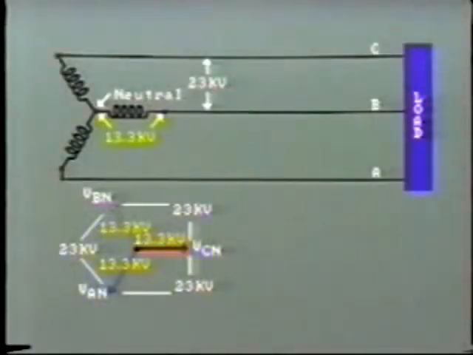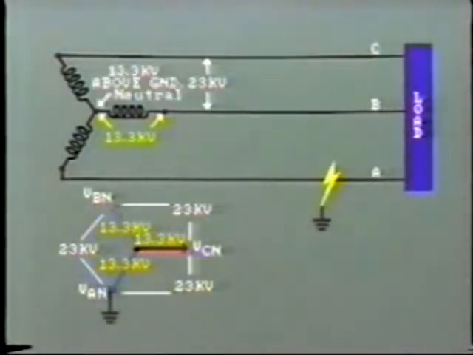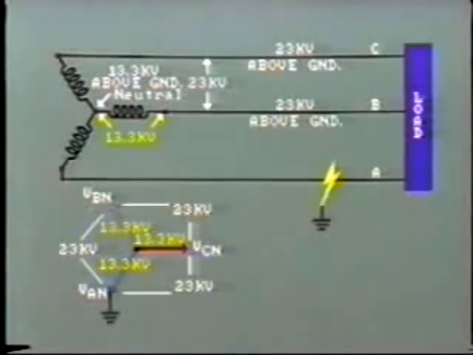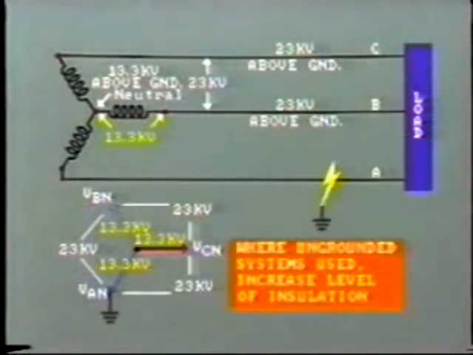Now, suppose a solid ground fault occurs on line A, reducing this line voltage to ground potential. The potential of the neutral will rise to 13.3 kV, and the line to ground voltage on lines B and C increases to 23 kV. This will greatly stress and possibly damage the line and equipment insulation. In fact, where ungrounded systems are used, it is normal to increase the level of insulation to withstand at least line-to-line voltage. But why would anybody want to run their system ungrounded?